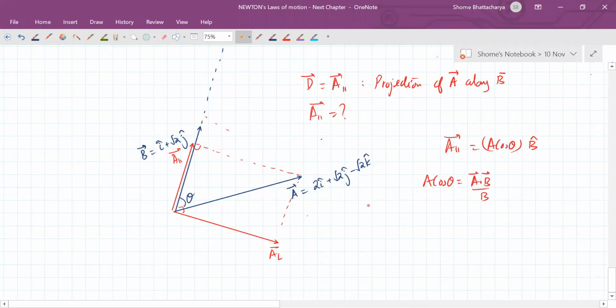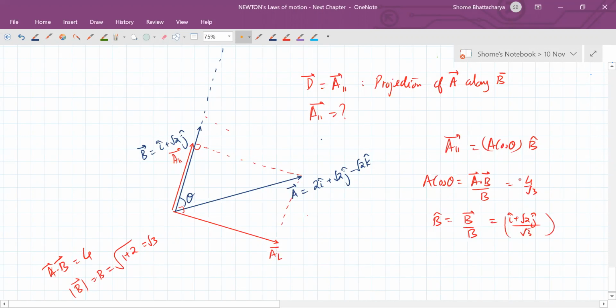Okay. So dot product we had already seen A dot B was 4, right? 1 into 2 plus root 2 into root 2. Okay. And this time B's magnitude we find out. So that is square root of 1 plus 2. So root 3. Okay. So this is becoming this thing. How much is it? 4 by root 3. Okay. And what about B cap? That is vector B divided by its own magnitude. So that is I cap plus root 2 j cap. Okay. So that's why there won't be any root 3 term because you're multiplying these two. No?